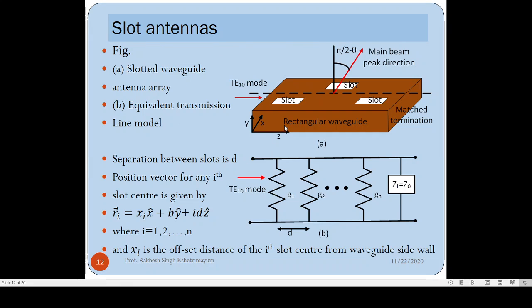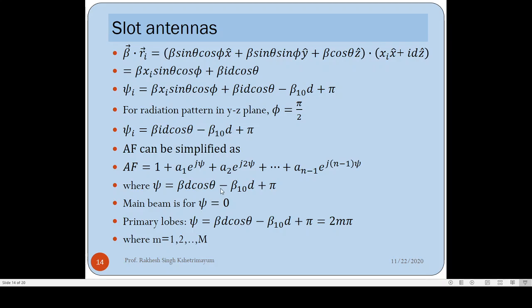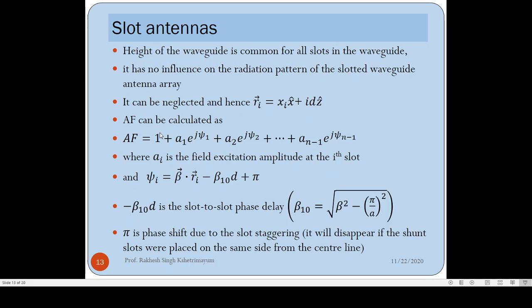Another thing is that this is not on the same side, it has been staggered. How much is the phase shift from here to here? It's around pi. So we have minus beta 10 d plus pi. Wait 1 second. What is beta dot Ri? That we also need to find. What is beta 10? Beta 10 is square root of beta square minus pi by a whole square. Beta is 2 pi by lambda. Lambda is the wavelength for free space. We have already said pi is the phase shift due to the slot staggering.